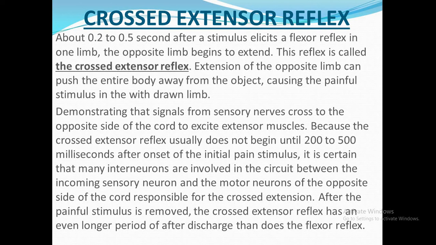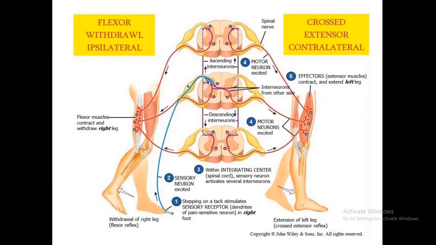Because the crossed extensor reflex usually does not begin until 200 to 500 milliseconds after onset of the initial pain stimulus, it's certain that many interneurons are involved in the circuit between the incoming sensory neuron and the motor neurons of the opposite side of the cord responsible for the crossed extension. After the painful stimulus is removed, the crossed extensor reflex has an even longer period of afterdischarge than does the flexor reflex. In this picture, we can see an example of the flexor withdrawal and the crossed extensor.